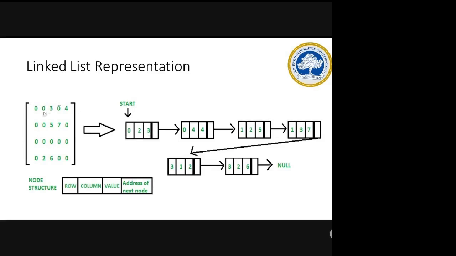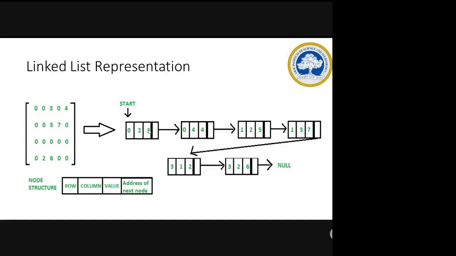So starting with the 0th row, 0, 1, 2, second column, my value 3 is present. The third field only will be having the value. The second field will be having the column index. The first field will be having the row index.